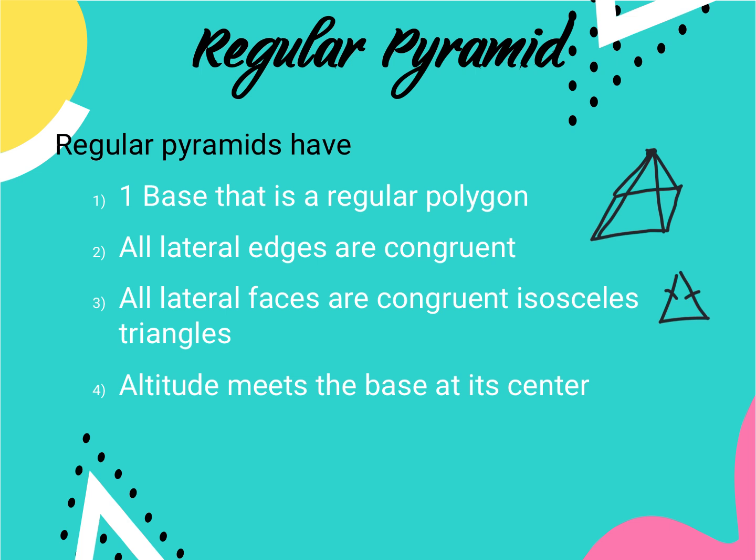Altitude meets the base at its center. So your altitude goes from the vertex at the top all the way down to the center of the base, and it makes that perpendicular line, that 90-degree angle. So a couple things you have to know about regular pyramids.